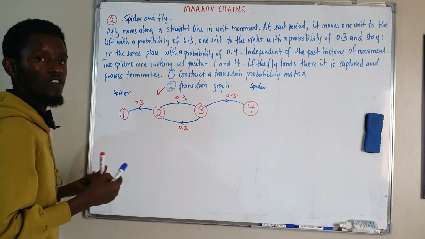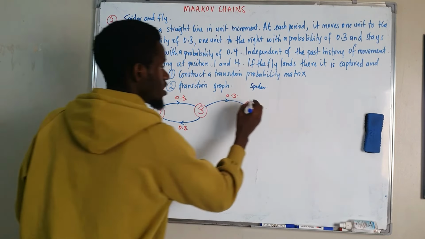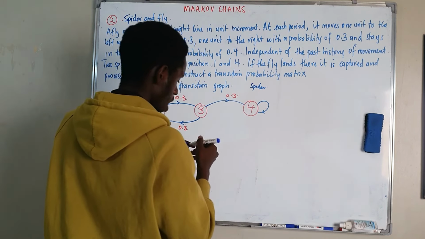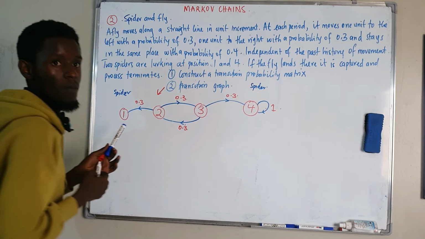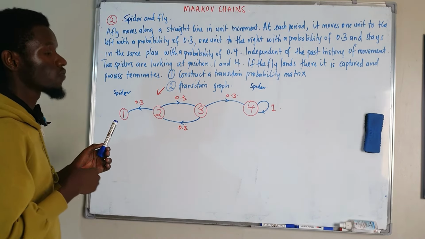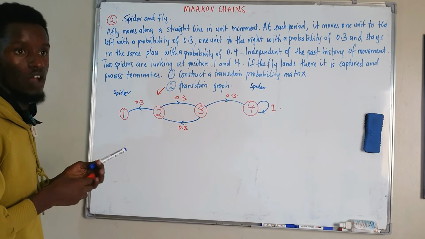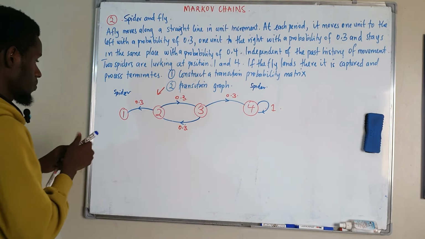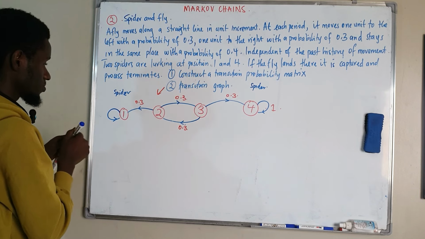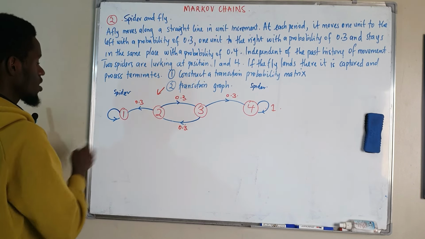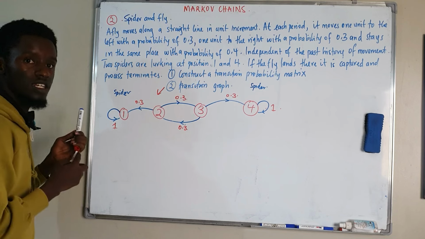Therefore, if there's no probability of me leaving 4, the probability of staying at 4 is going to be 1, because I cannot leave this 4. If the spider reaches 4, it stays at 4, because it's going to be eaten. I cannot come back to another step. Also, the probability of being at 1 is 1, because if a spider reaches 1, it's going to be eaten.